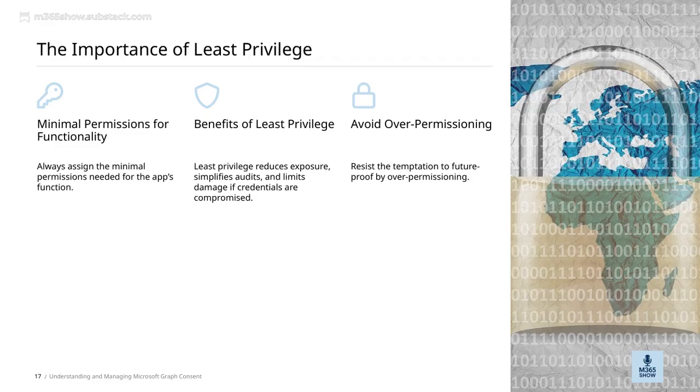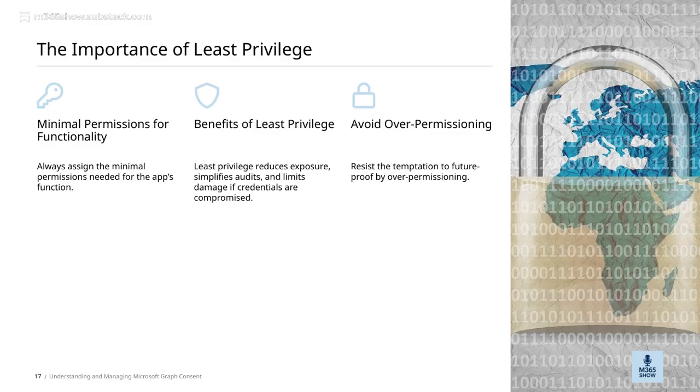Let's talk about avoiding the temptation to overpermission our apps in an effort to future-proof them. It's a common trap, thinking that giving more permissions now will save us headaches later. But in reality, overpermissioning can backfire. It increases exposure, making it easier for malicious actors to cause damage if credentials are compromised. Plus, it complicates audits because there's more permission data to sift through, and it can lead to unnecessary risks down the line.